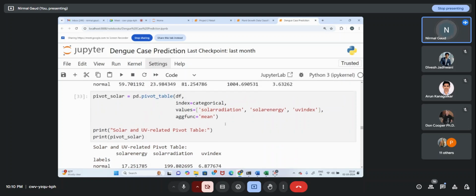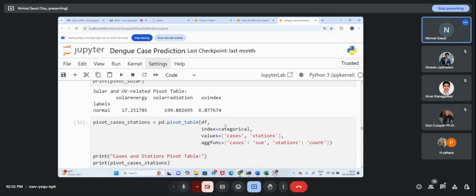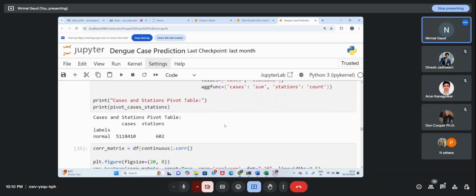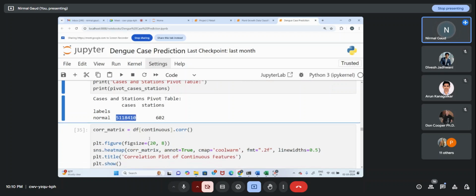I am having so many environmental conditions, I took separate. Solar separate, temperature separate, wind direction separate. All these things I took separate. Okay, fine. These are the average number of cases. Fine. So, yes. So, this is what I got.